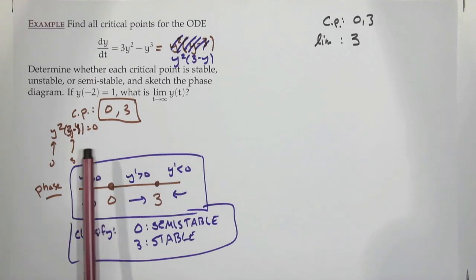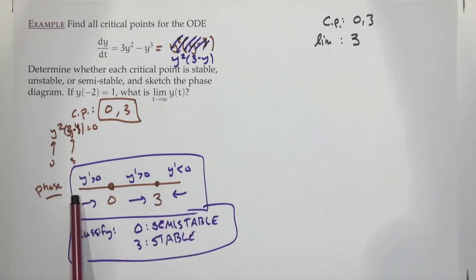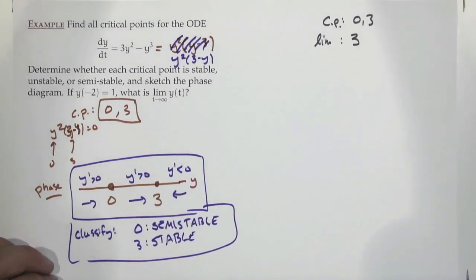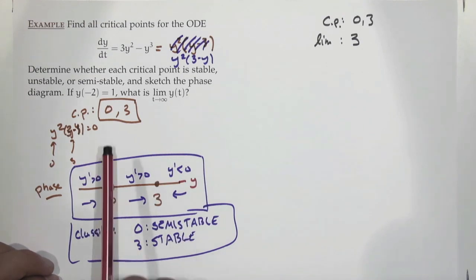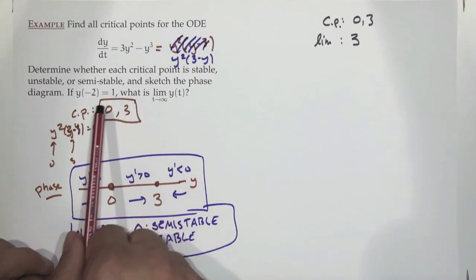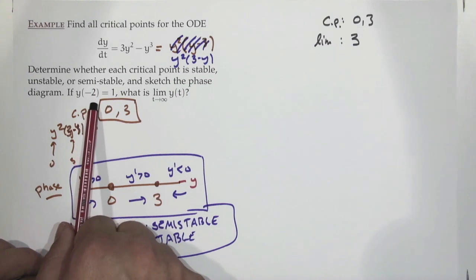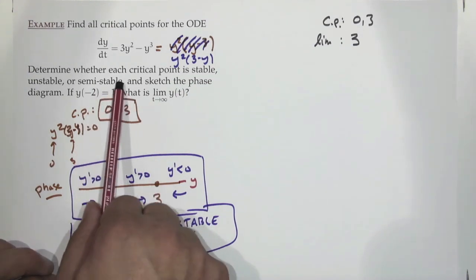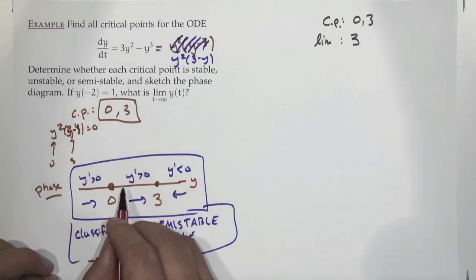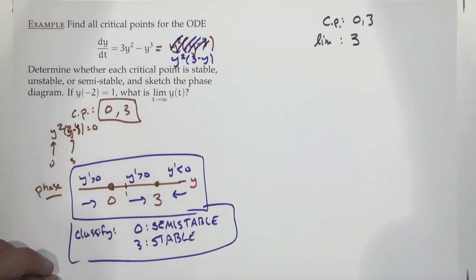So let me ask you a question. In the phase diagram, do I care about the point -2 or 1? 1 is correct. Yes, why is it 1? Because the phase diagram is attached to the variable y. So 1 is a y value. -2 is your input value, that's a t value in this case. So if I'm using the phase diagram, I go with the y value, not the t value. So I'm starting here. This is where 1 is.